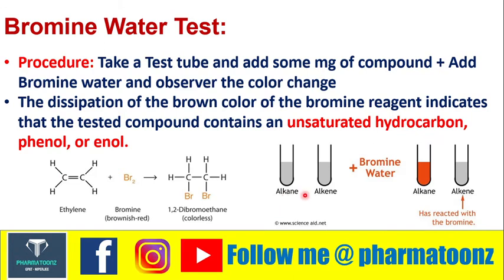So this is alkane and alkene. When alkane and alkene both react with bromine water, the alkane, where no double bond is present, gives the same color as the bromine water has. But in the case of alkene, the double bond reacts with bromine water and gives a clear solution. Okay, so this is how you can check unsaturation in an organic compound.